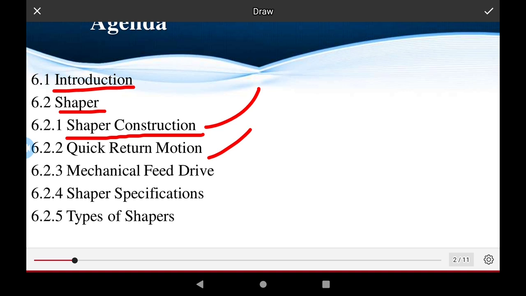Some of the drives used in mechanical drives include gears, belts, pulleys and shafts, some of the mechanical components and feed devices. Then the shaper specifications and standard assumptions, and the types of shaper machines according to size, classification of motion, tool applications, and the space requirement of the machines. I discuss these points in detail in this video.